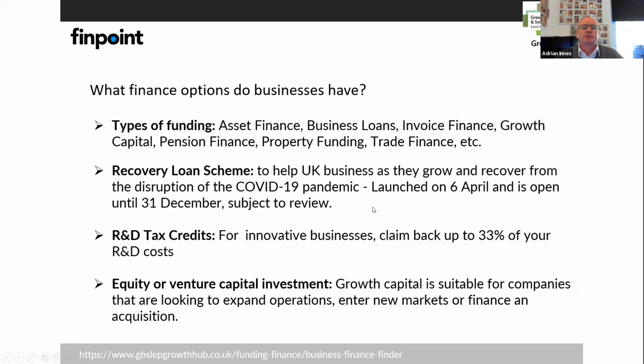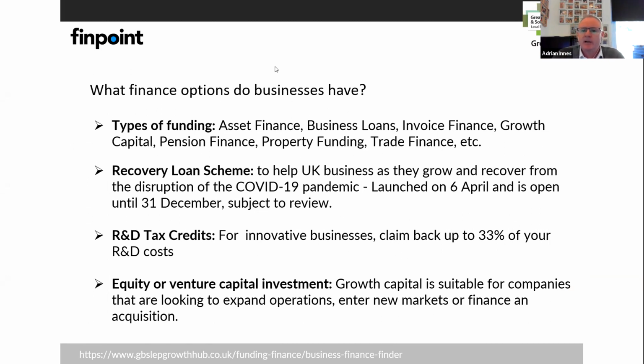So what options? I've touched on, as long as it's legal and legitimate, we'll have funders who will be willing to fund it. So asset finance, business loans, invoice finance, growth funding, pension finance, property funding, trade finance, import and export. So it's actually understanding the true purpose of why you need the money. Asset finance, for example, is probably to buy equipment, machinery, vehicles. Business loans can be over 3 years, 5 years, 10 years. Invoice finance is against your debtor book.